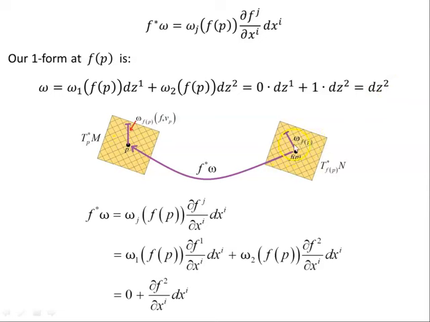Omega f of p is dz2. Okay, cotangent space at n, cotangent space at m, and we want to pull this one back from n to m, from the cotangent space at n to the cotangent space at m at the point p. So f star omega is, here's our rule again.